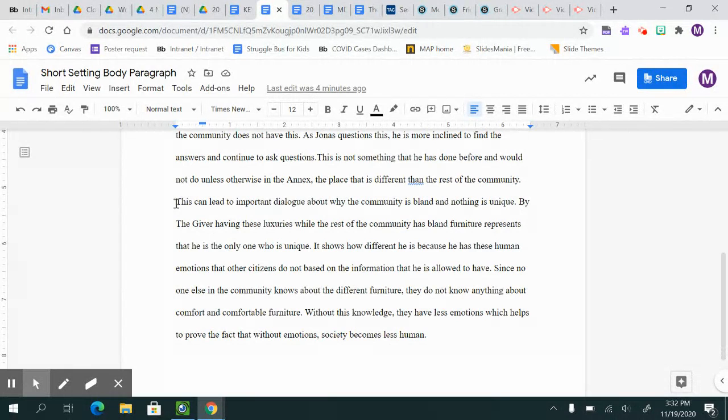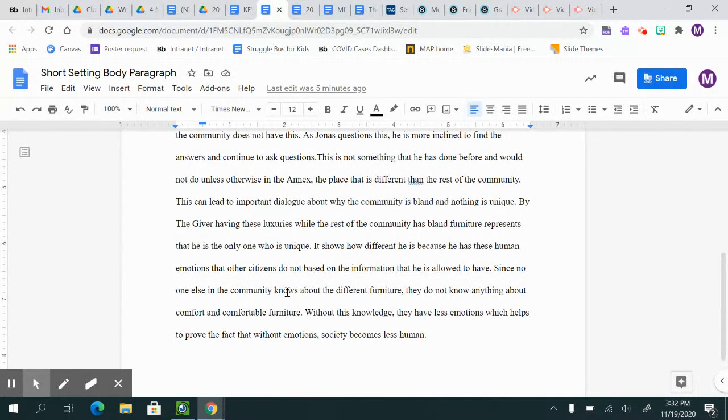Then it says this can lead to important dialogue about why the community is bland and nothing is unique. By the giver having these luxuries while the rest of the community has bland furniture represents that he is the only one who is unique. It shows how different he is because he has these human emotions that other citizens do not, based on the information that he's allowed to have. Right there, you're telling me how this is going to impact his actions. He's going to change. He's going to do this. He's going to be more aware, okay? Because he will have that same thing.